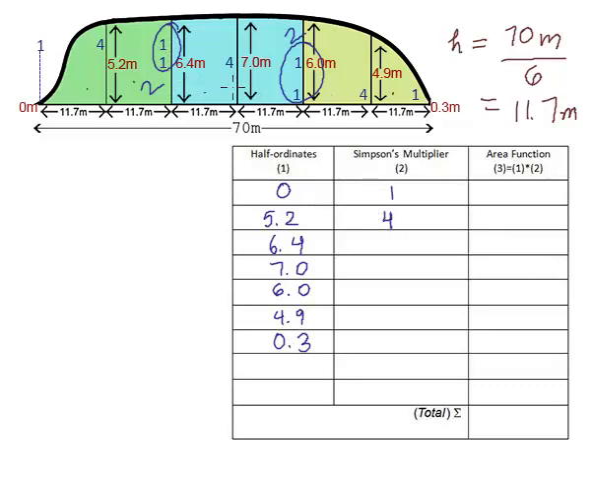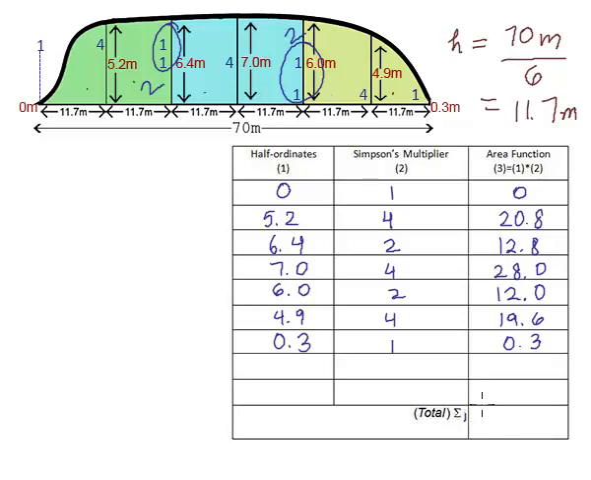Simpson's multipliers is the second column, so we fill in those values, and the pattern now is 1 4 2 4 2 4 1. And the third one you find by multiplying the first 2 column values. So I'm just completing it quickly. So 4.9 times 4 is 19.6. 0.3 times 1 is 0.3.